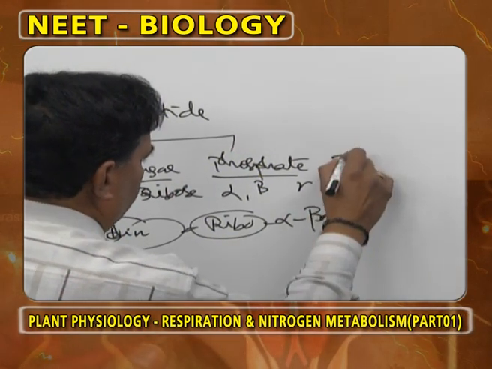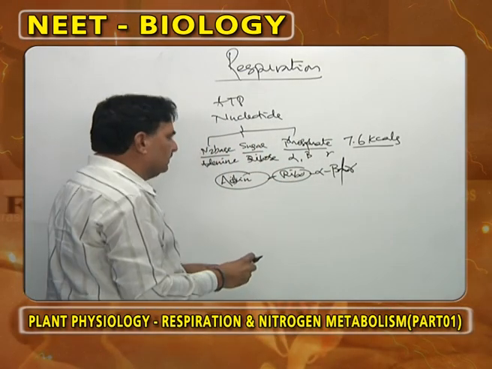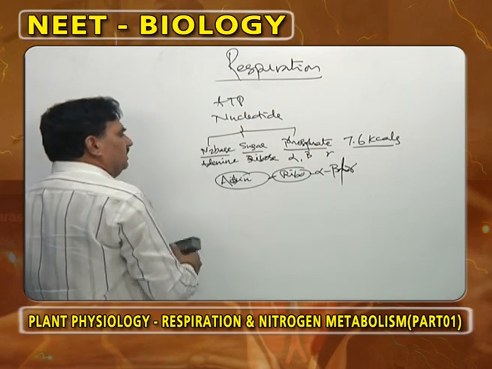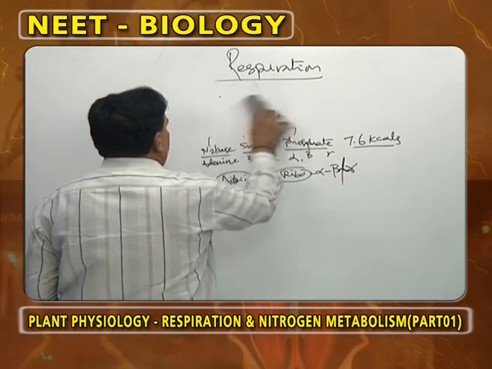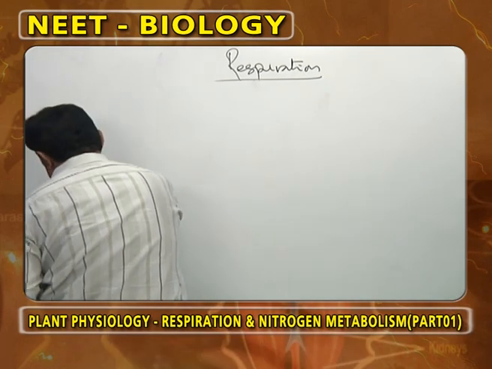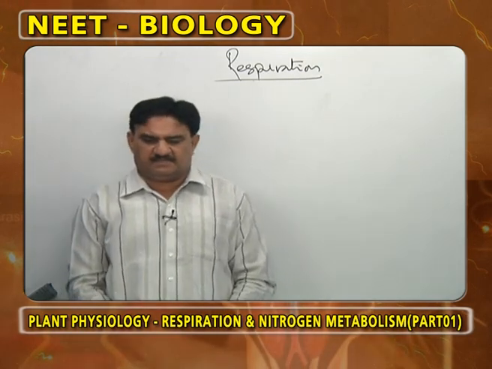When you break this bond, the amount of energy liberated is 7.6 kilocalories. So 1 ATP is equal to 7.6 kilocalories. By hydrolyzing ATP, we get 7.6 kilocalories. Like this, ATP is stored and supplied to various cell organelles whenever it is required.